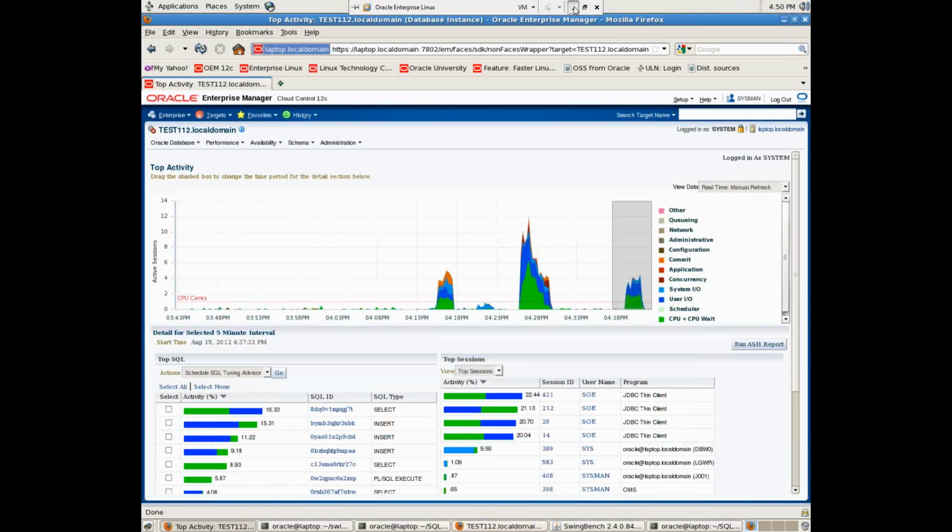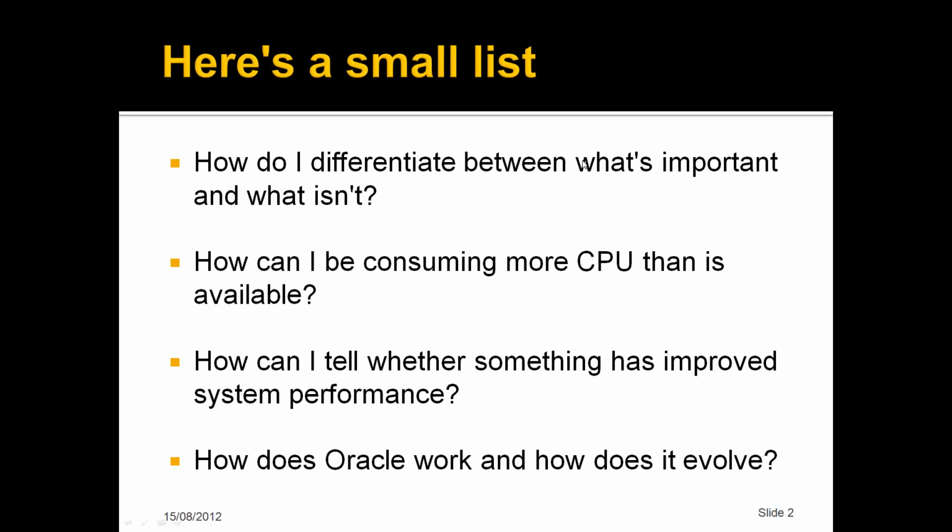Okay. Right, let's pop back to this thing here. We're running a little short of time, so I'll probably just deal with one of these. How does Oracle work and how does it evolve?